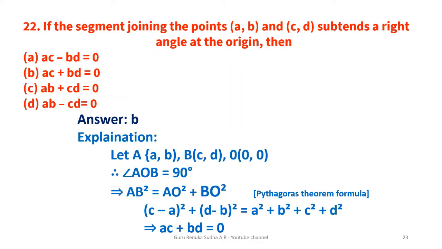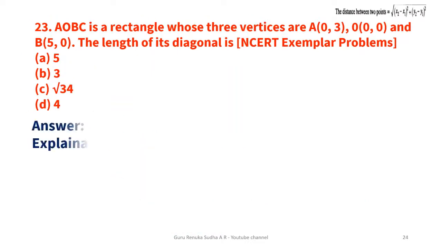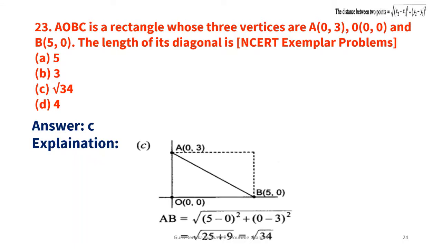23rd problem. In the 23rd problem, AOBC is a rectangle whose three vertices are A (0, 3), O (0, 0) and B (5, 0). The length of its diagonal we have to calculate here. For that I have drawn a figure here. Using the distance formula, you can easily calculate that.